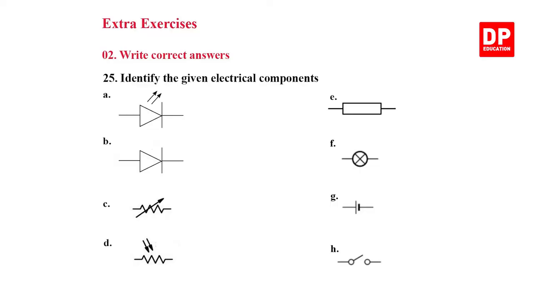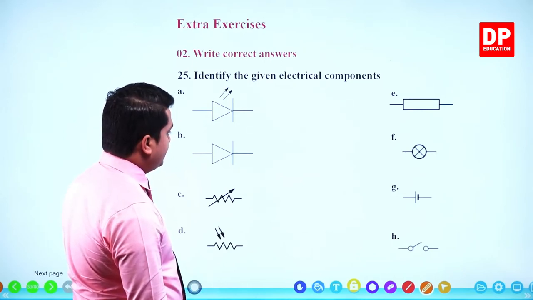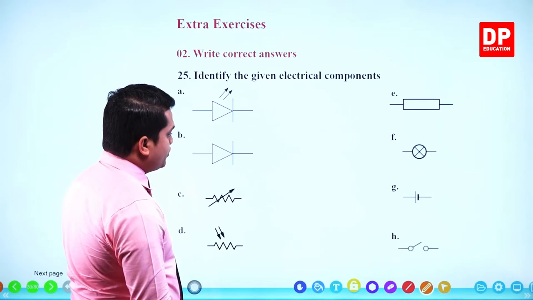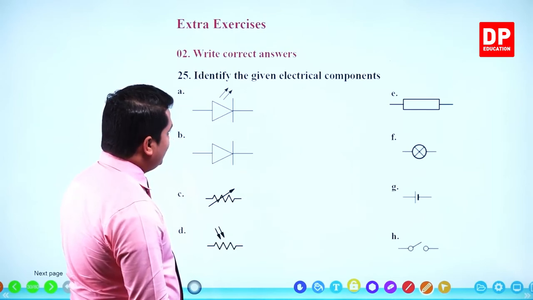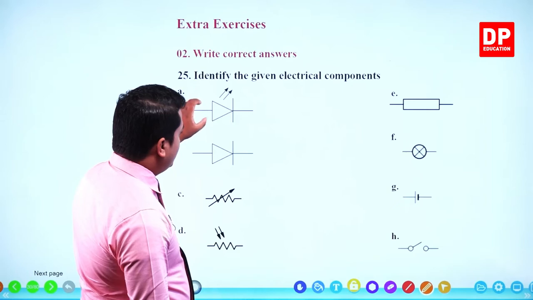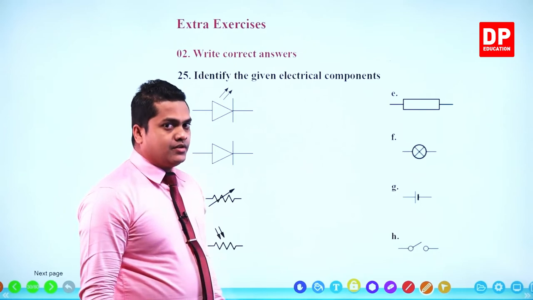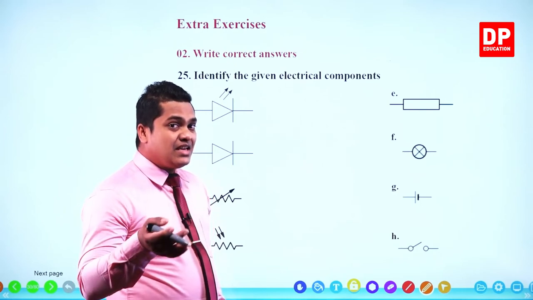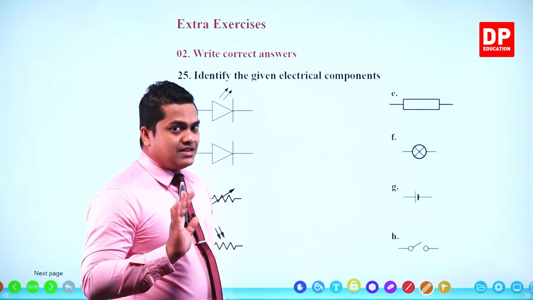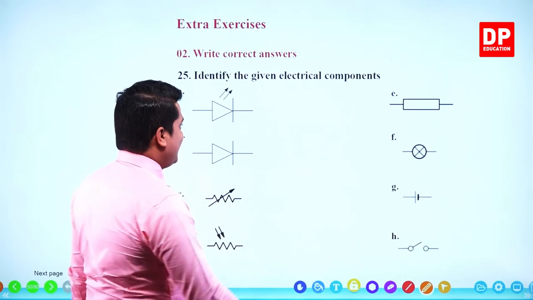Identify the given electrical components. So there are several circuit symbols given in here. Actually, there are 8 circuit symbols. So you have to write down what these electrical components are. So A, it's really simple. It's a diode, and you can see that 2 arrows are pointing away from the diode. So that means light is emitting out. So this is a diode that's going to emit light. It's a light emitting diode, or else an LED.